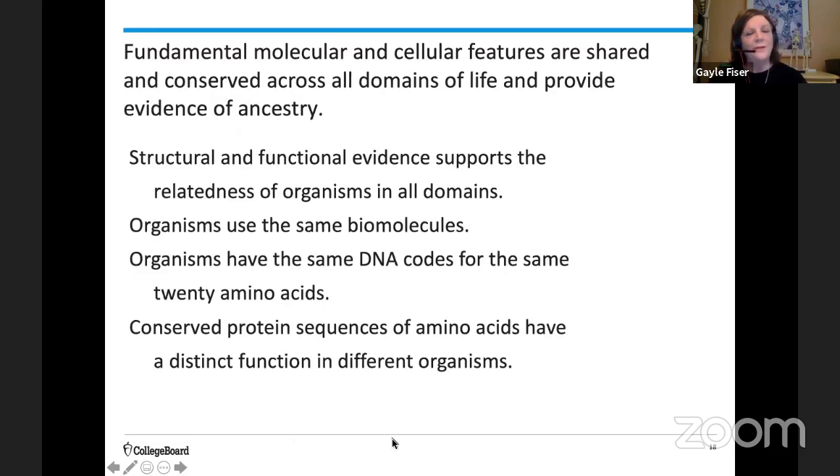Okay, fundamental molecular and cellular features are shared and conserved across all domains of life and provide evidence of ancestry. Structural and functional evidence supports the relatedness of organisms in all domains. Organisms use the same biomolecules. Organisms have the same DNA codes for the same 20 amino acids, and conserved protein sequences of amino acids have a distinct function in different organisms.